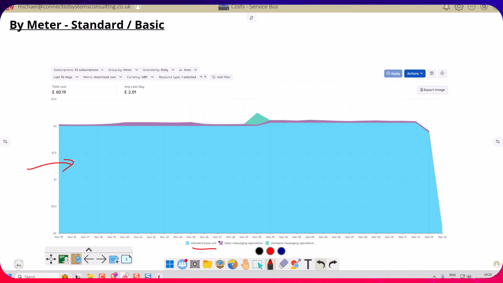Standard's kind of somewhere in the middle, where if you're using it below the threshold, it'll be very predictable, and if you cross that threshold, it'll become more volatile. So you can see here, for example, the blue is the standard base unit, but the little sort of greeny colour there, that's actually the message operations, where we must have gone beyond that threshold on a couple of days. So we've got this little extra spike in cost. And then, although it's quite a small use case for basic here, you can see it's kind of changing a bit each day because it's all based on the number of messages being processed.